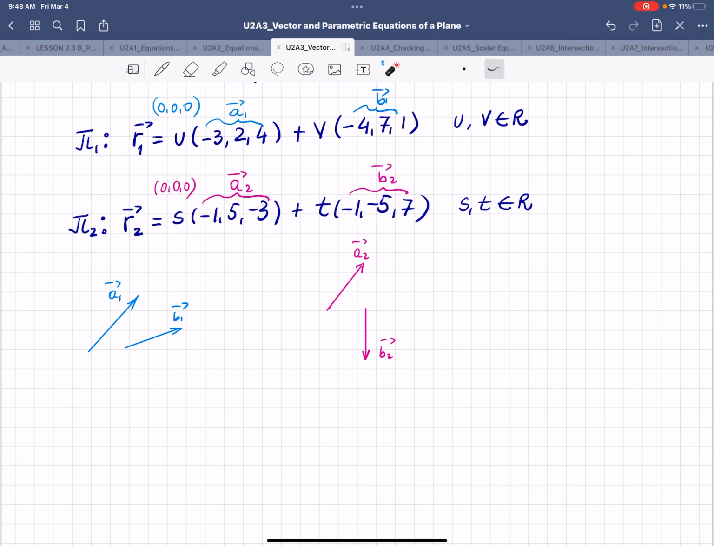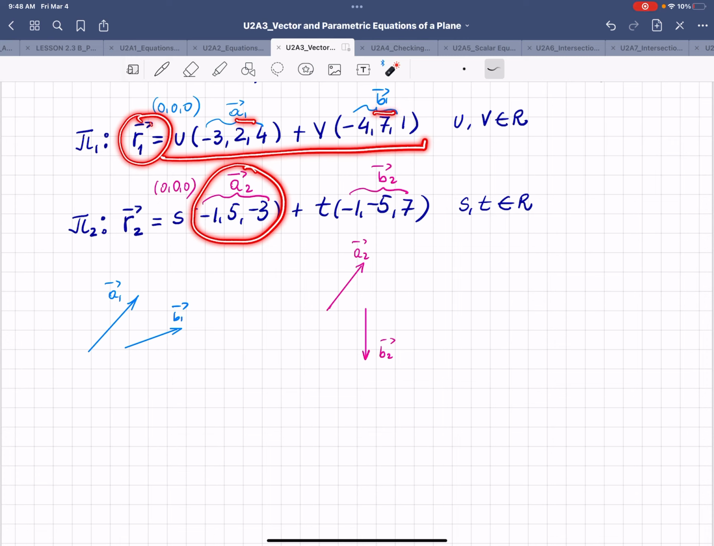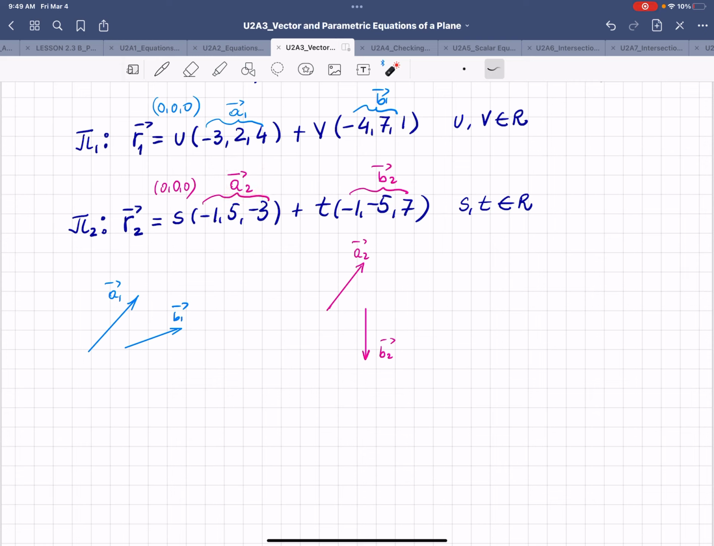if the coordinates of any of the direction vectors from the second equation satisfy the first equation, it means that this direction vector will fit into this equation, which means that it will lie on the same plane as A1 and B1. Now, it doesn't matter which pairs or how you arrange the vectors. So you can substitute A2 into the equation of pi1 or B2 into the equation of pi1.